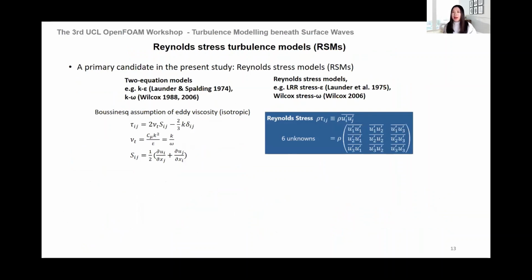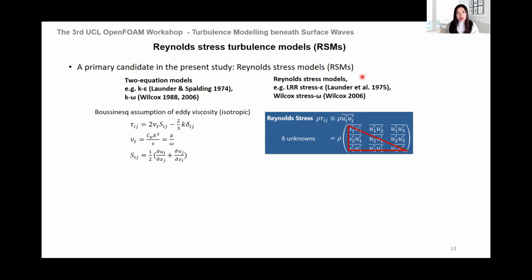So after some preliminary study, we decided to take Reynolds stress models as a primary candidate. Two-equation models are very widely used as a standard engineering approach. They are built upon the Boussinesq approximation, or the Boussinesq assumption of eddy viscosity, assuming isotropic turbulence. And Reynolds stress models resolve all components of the Reynolds stress, breaking free from this Boussinesq approximation. The Reynolds tensor has 9 components, but because it's symmetric, there are only 6 unknowns.